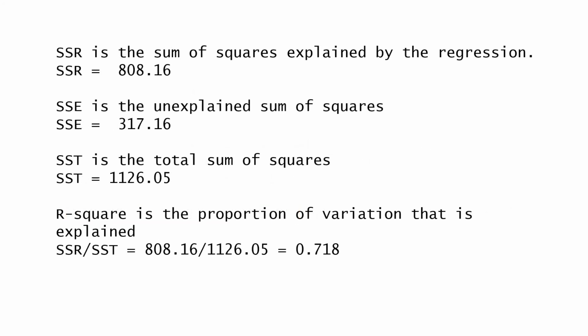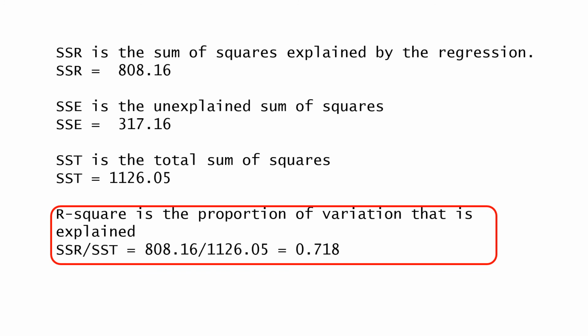So there are three different sums of squares. The symbols used for sums of squares vary sometimes from one textbook to another, but the symbols I'm using are pretty common. At the top of this slide is SSR. SSR is the sum of squares explained by the regression model, and this equals 808.16. Next is SSE. This is the error sum of squares. It equals the sum of the squared residuals, the vertical distances between the data points and the regression line. This is the unexplained sum of squares. When these two sums of squares are added, the sum equals the total sum of squares.